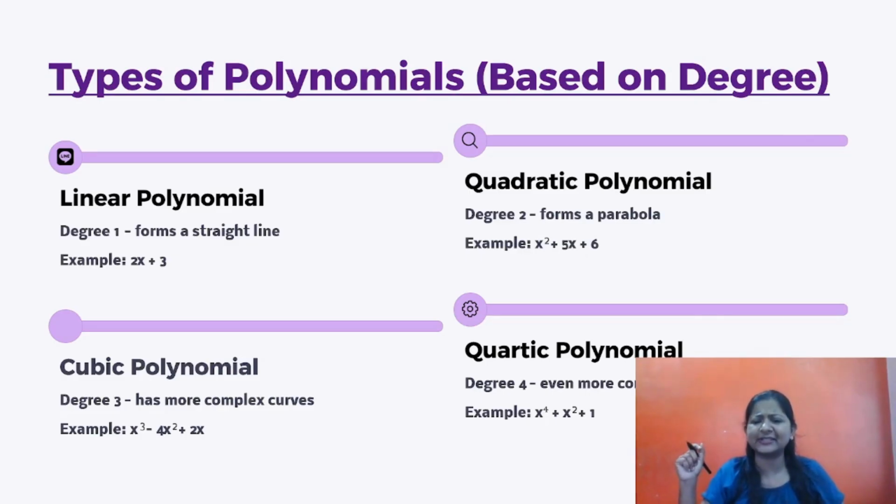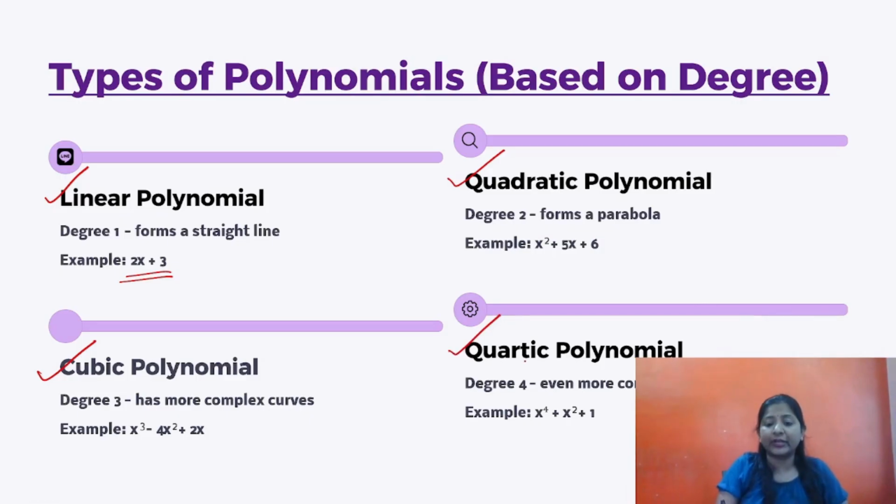Everyone comment below in the comment section. Tell me what is degree. Anyone? Any idea? Yes? Very nice. Highest power, or you can say highest exponent of the given expression. So over here, in 2x plus 3, what is the highest? You will say 1. So 1 will be the degree, and that is known as a linear polynomial. If it has degree 2, the highest exponent, that is known as quadratic. If it has degree 3, that is cubic, and with degree 4, that is quartic. Don't confuse quadratic and quartic, everyone.